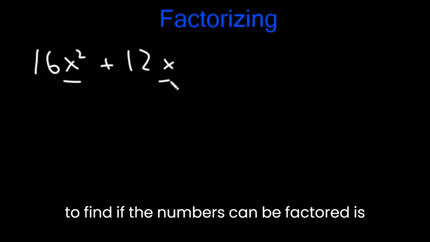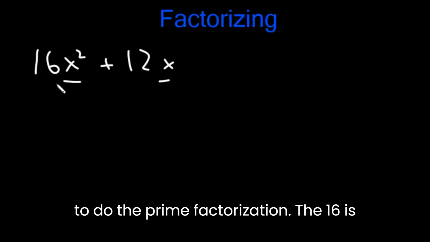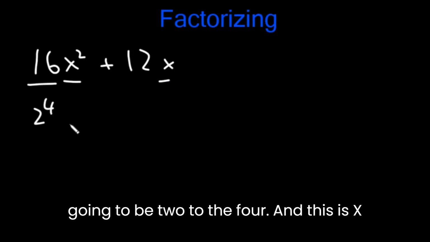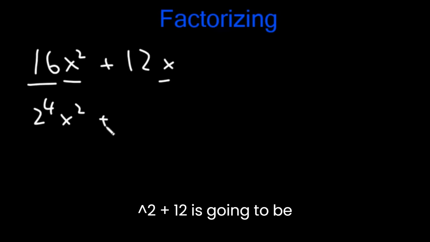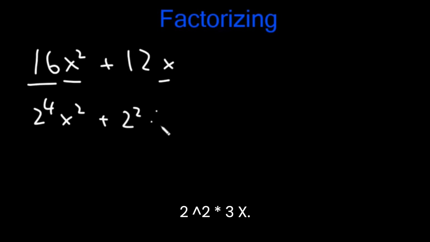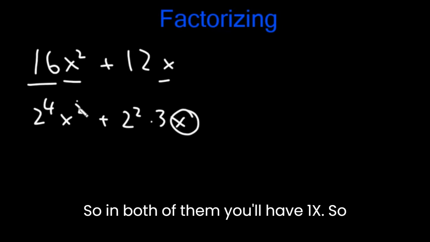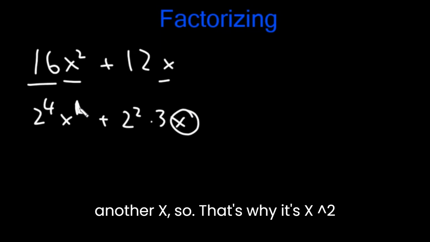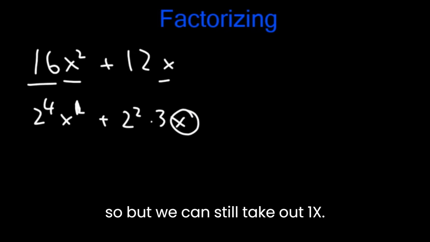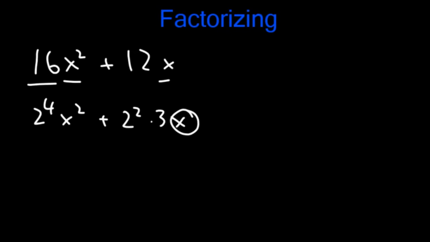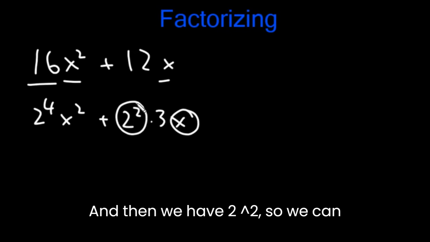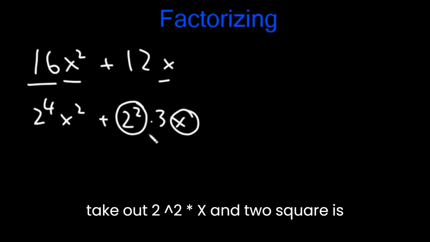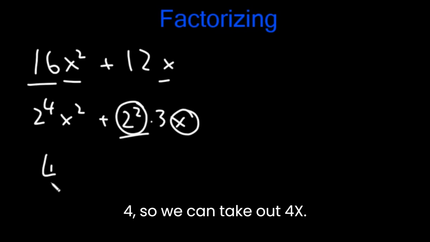The best way to find if the numbers can be factored is to do the prime factorization. So 16 is going to be 2 to the 4, and this is x squared, plus 12 is going to be 2 squared times 3x. So in both of them, you'll have one x, but we're going to have another x, so that's why it's x squared. But we can still take out 1x. And then we have 2 squared. So we can take out 2 squared times x, and 2 squared is just 4. So we can take out 4x.